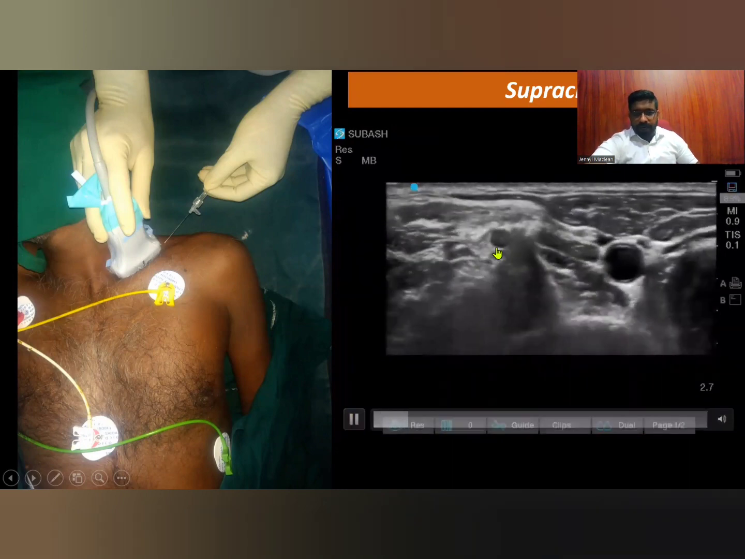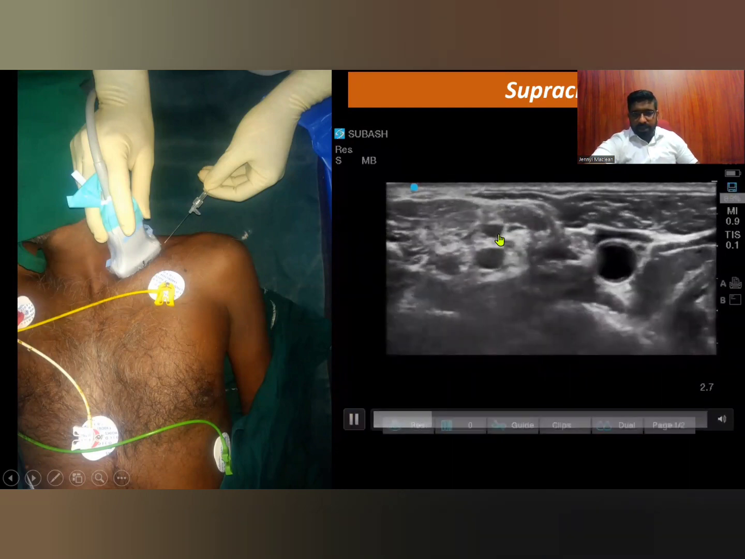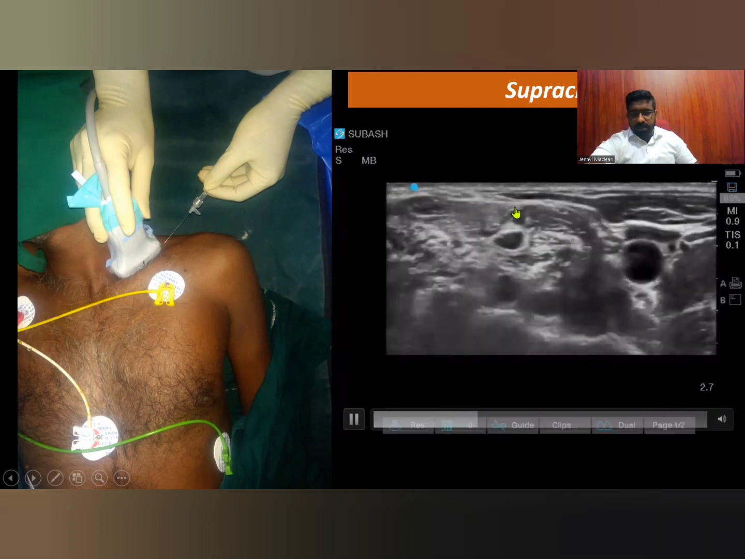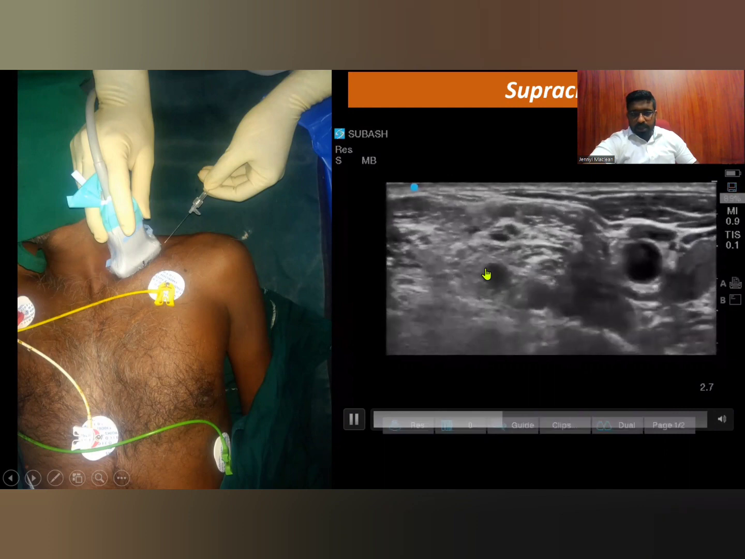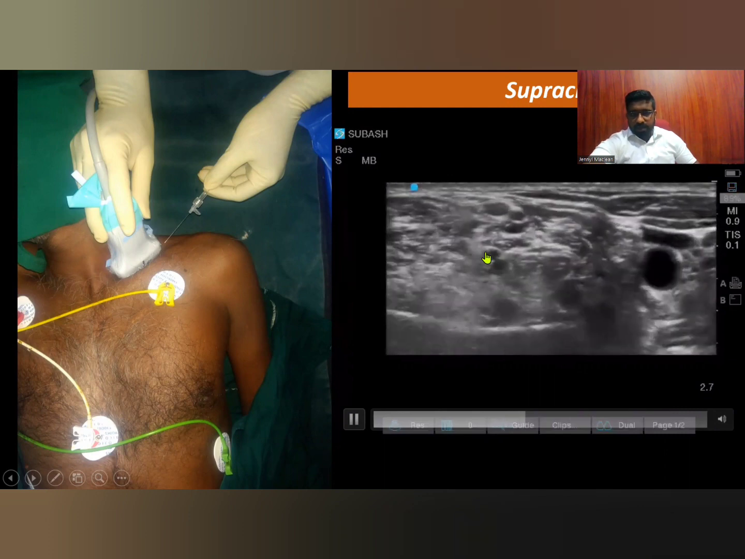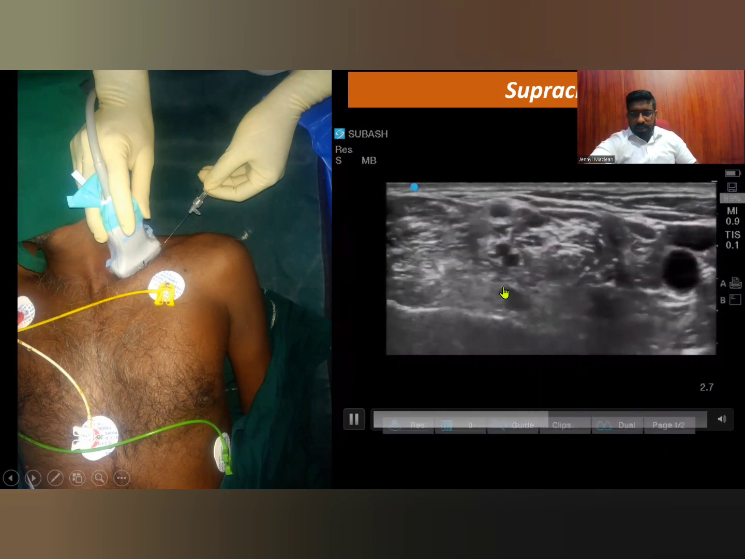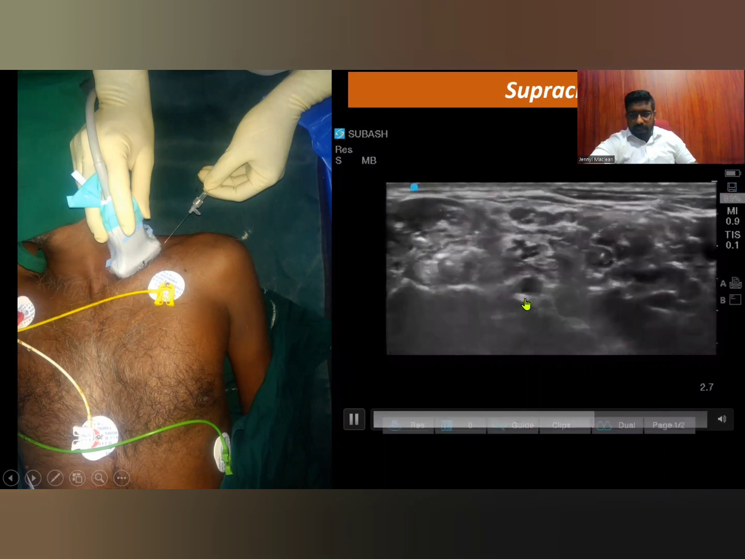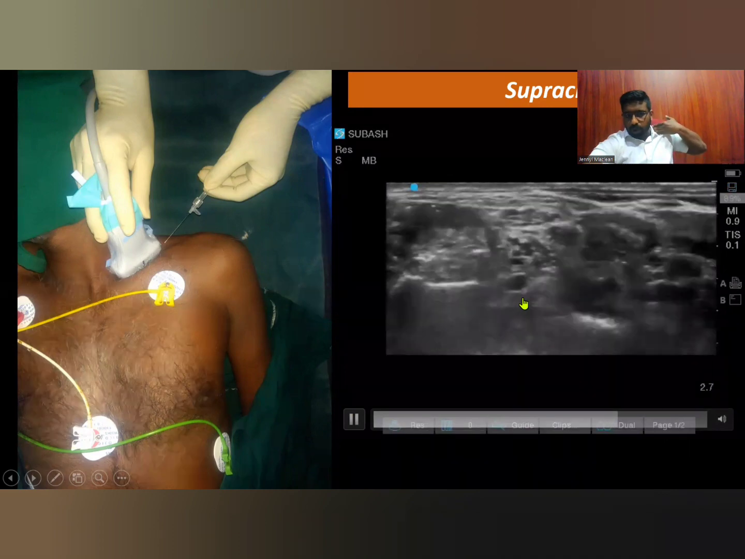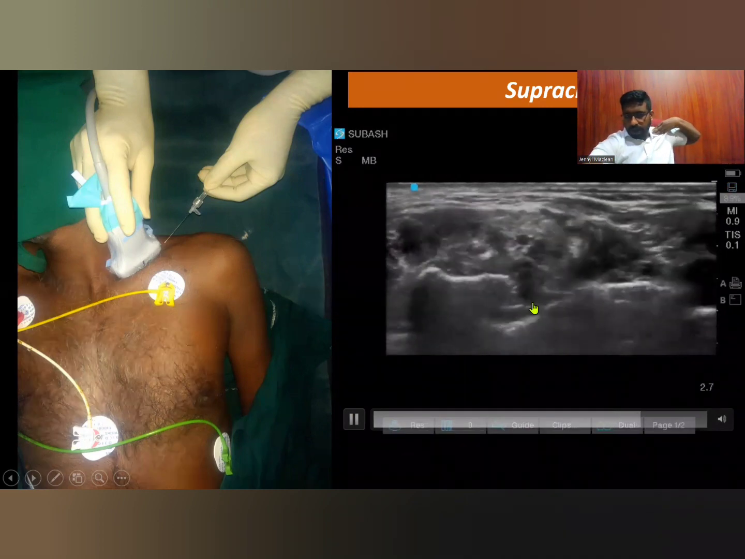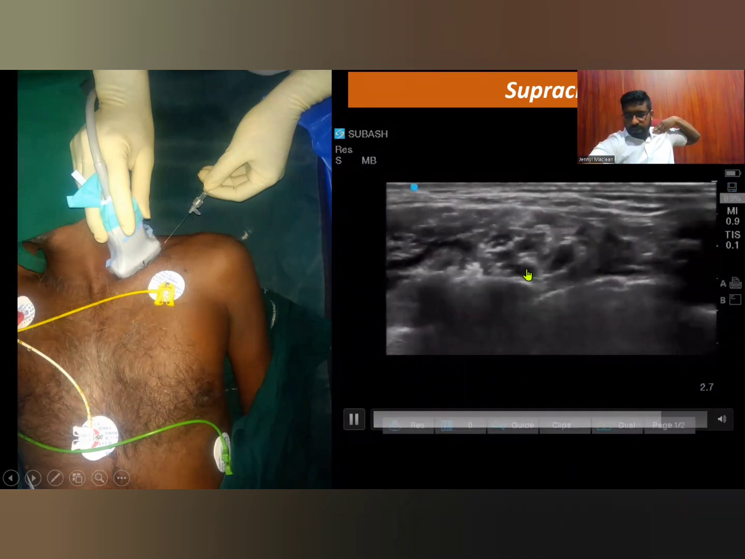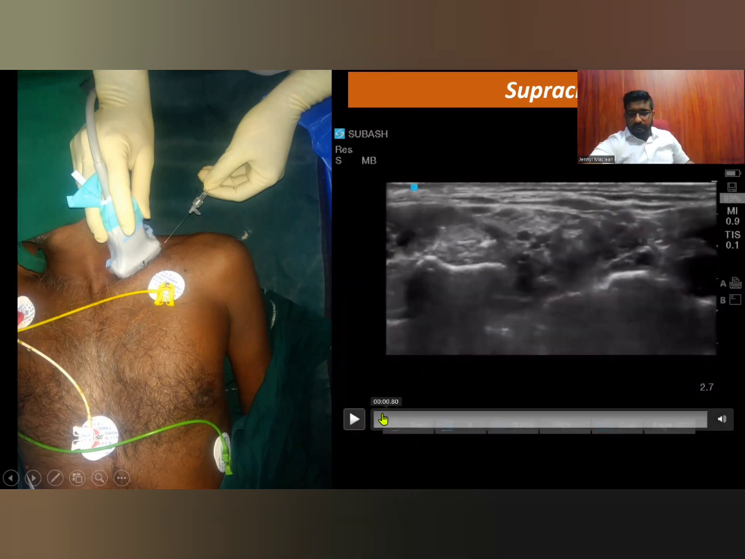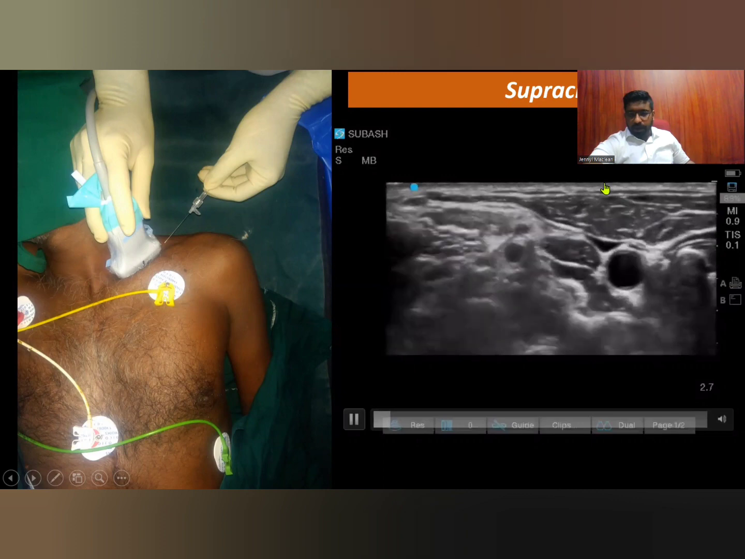First, you need to define the trunks of the brachial plexus. This is C5, this is C6, which forms the upper trunk. This is C7, which forms the middle trunk. This is C8. And later, as you swipe your probe down caudally, the T1 comes and joins the C8. That's the lower trunk. Again, I'll just play it for you.